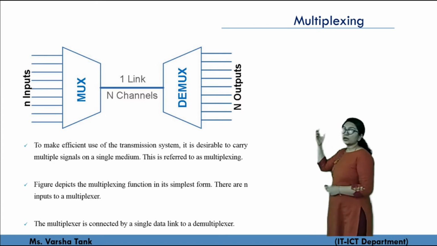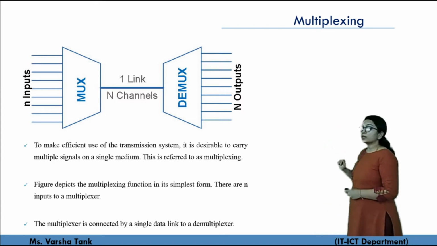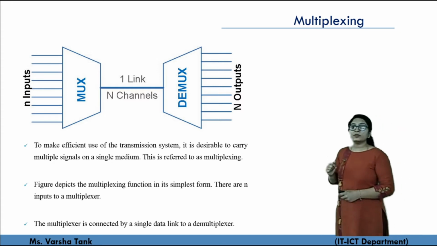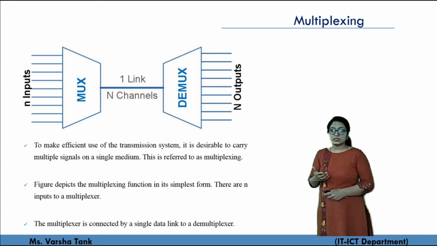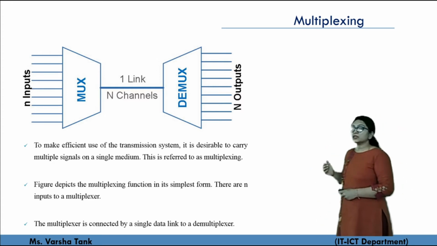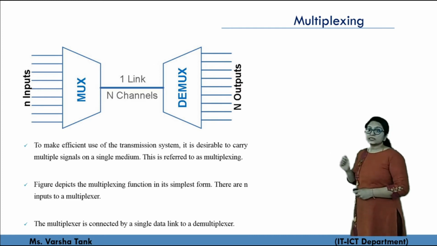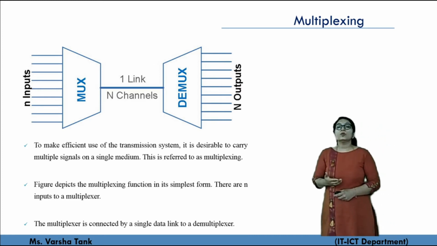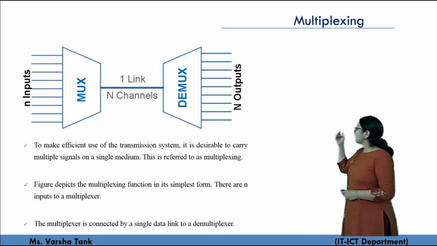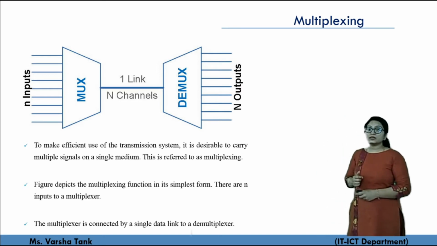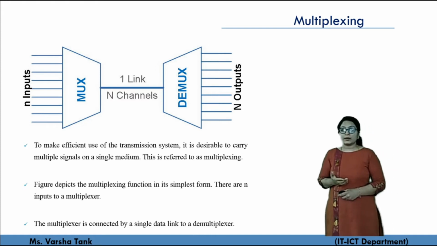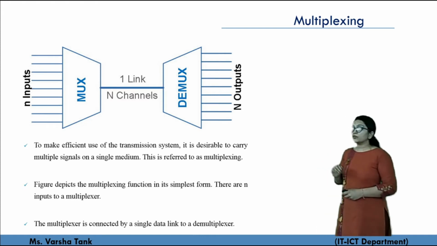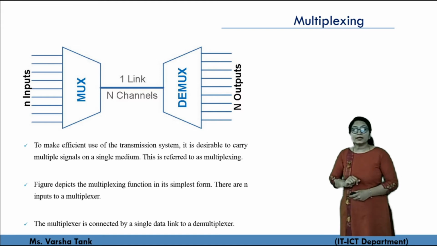Now how can we define multiplexing? Here you can see that to make efficient use of the transmission system, it is desirable to carry multiple signals on a single medium. This is referred to as multiplexing. That means we are transferring multiple signals in a single medium. So that is known as multiplexing.